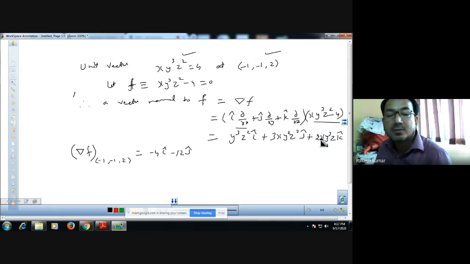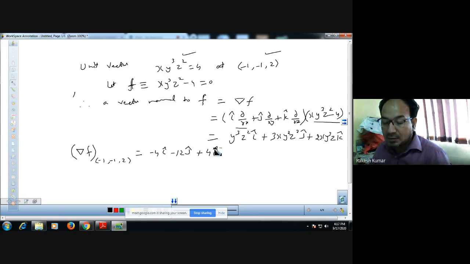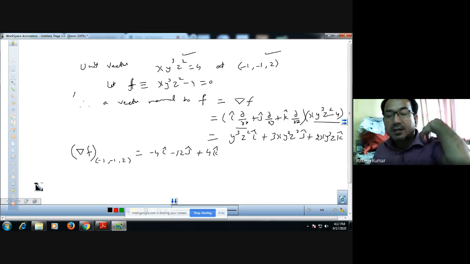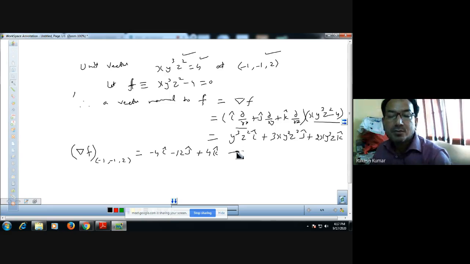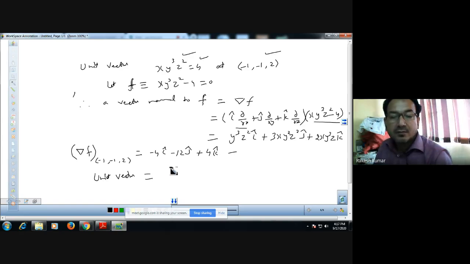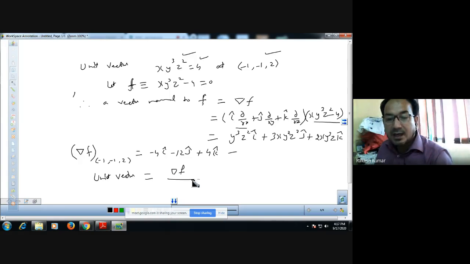And similarly put the values here. That will come out to be +2 into 2, which comes out to be 4 k cap. So this will be your vector normal to the given surface. The surface is this one. So now for finding the unit vector normal to the surface, you just need to do del f upon its magnitude.